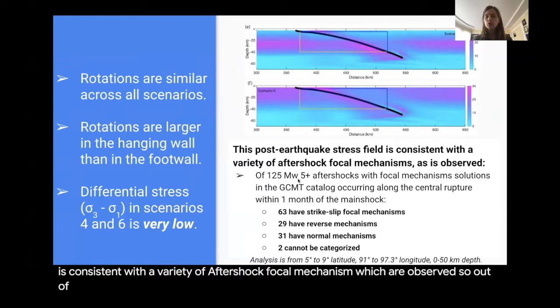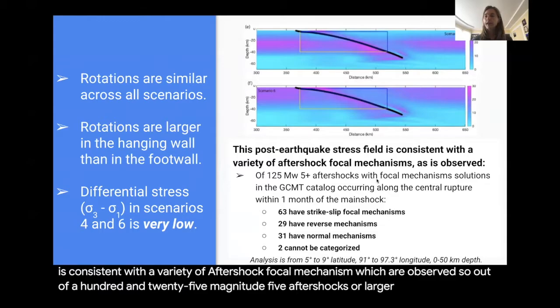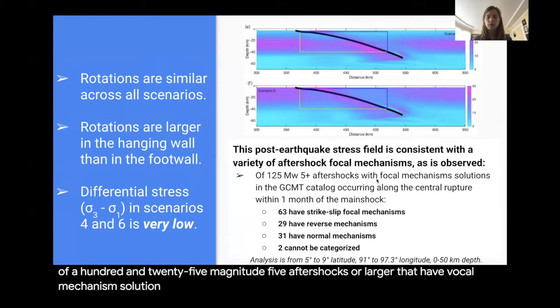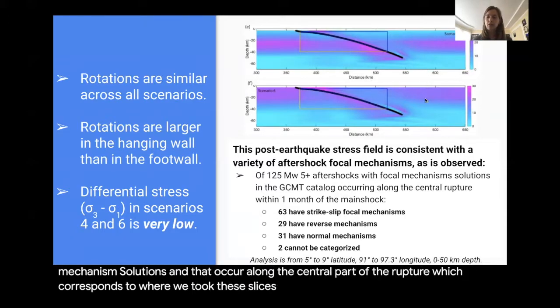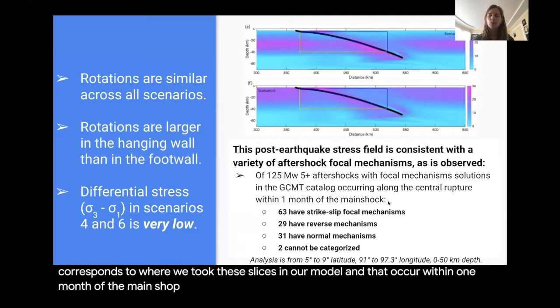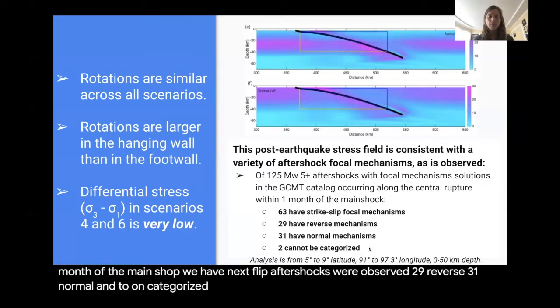So out of 125 magnitude 5 aftershocks or larger that have focal mechanism solutions and that occur along the central part of the rupture, which corresponds to where we took these slices in our model, and that occur within 1 month of the main shock, we have 63 strike slip aftershocks observed, 29 reverse, 31 normal, and 2 uncategorized. And our results are consistent with this.